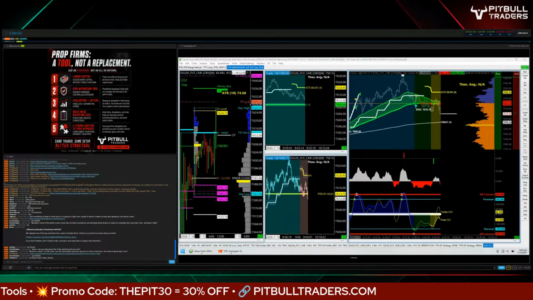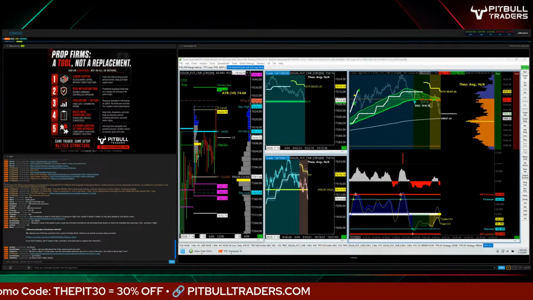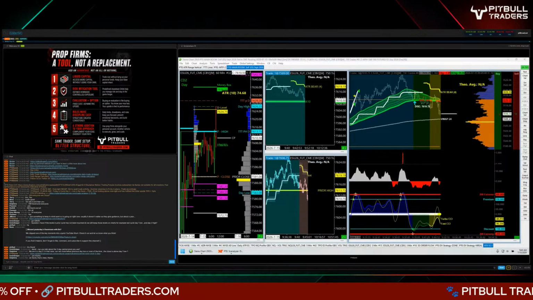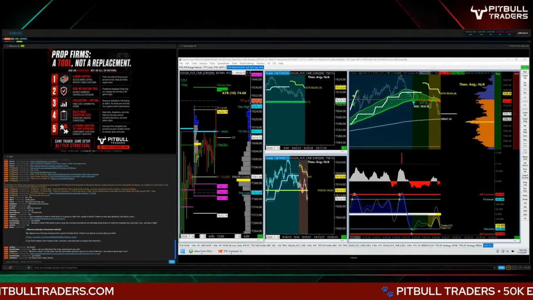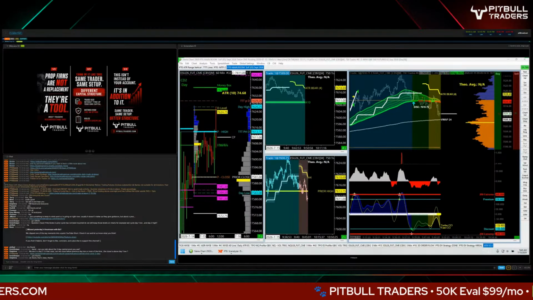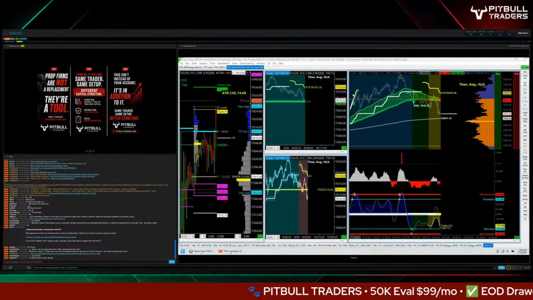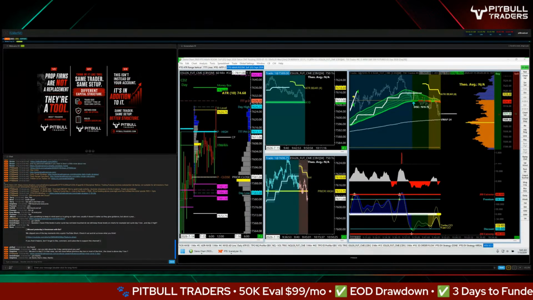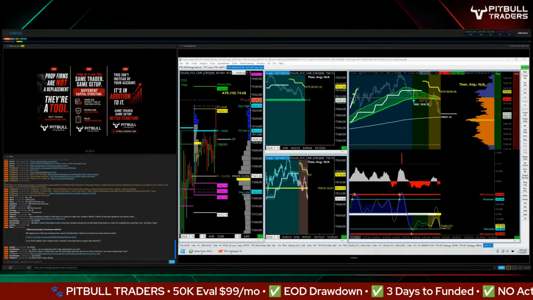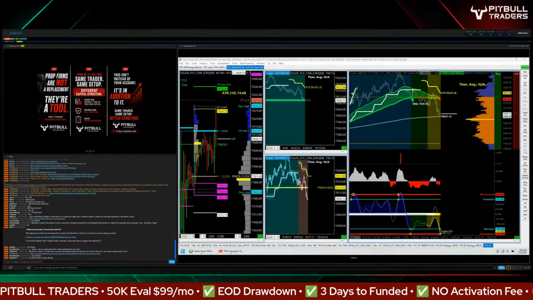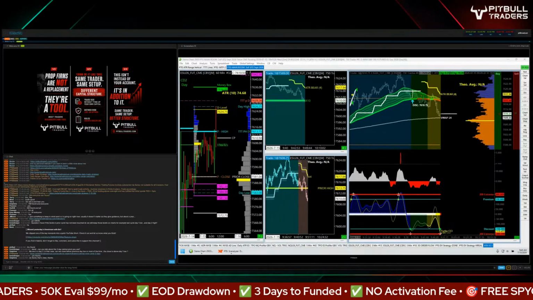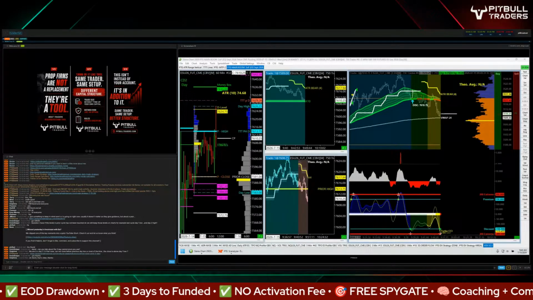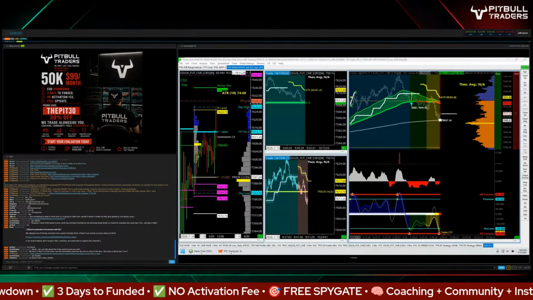If it holds and we get moves back above, then that's essentially where the market can find reason to play higher. So right now it looks like we're getting more of a fade back into the range.